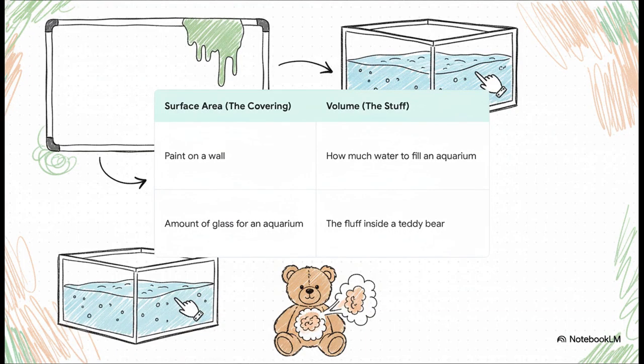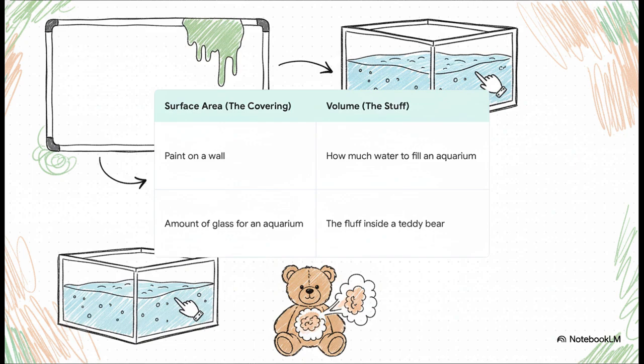Okay, let's sort these last few. First, the amount of paint for a wall. Well, paint creates a covering, right? So that's surface area. Now, the amount of glass needed for an aquarium. The glass makes the container, so that's also surface area. But how much water to fill that aquarium? Oh, that's the stuff inside. That's volume. And finally, the amount of fluff inside a teddy bear? Totally the stuff. That one's easy.